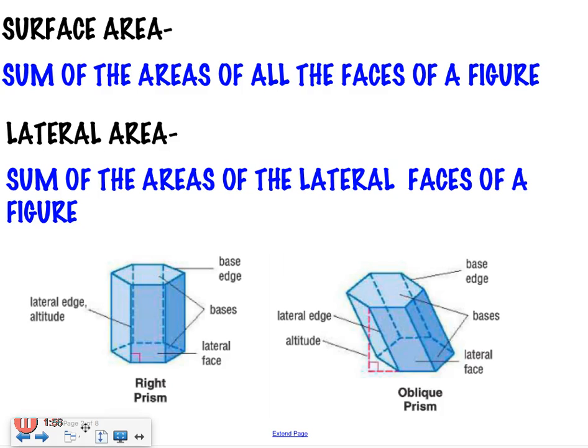I think in football, when I throw a lateral pass, what does that mean? What am I doing? To the side. So it's like the sides. I can't go forward, right? That's close. So the sides. Your lateral faces are just the sides. The top and bottom are called your bases. The sides are your lateral area.